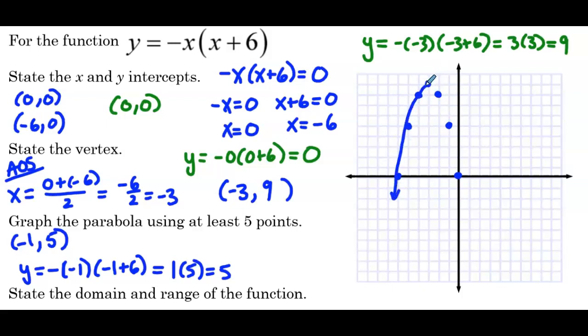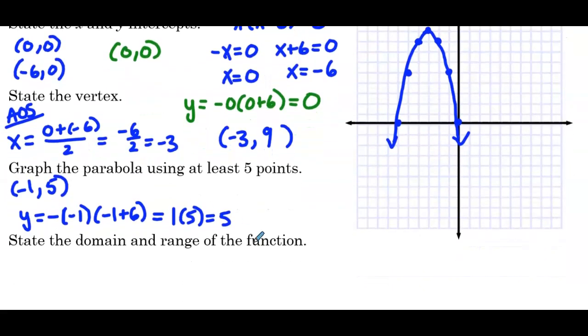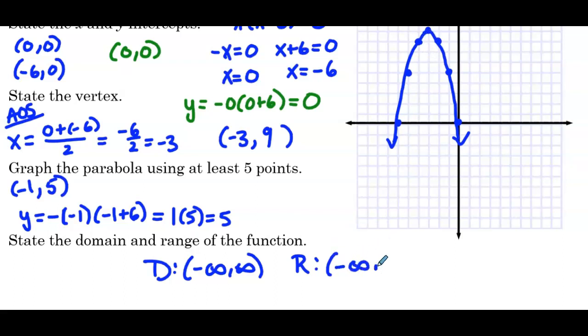So we can connect our points to draw our graph. Let me try that a little bit better. Okay, so there is the graph of our parabolic curve. So state the domain and range. Domain is negative infinity to infinity. And the range here, the vertex is a maximum now, so the range is going from negative infinity to the vertex, which has a y value of 9, and it's equal to that.